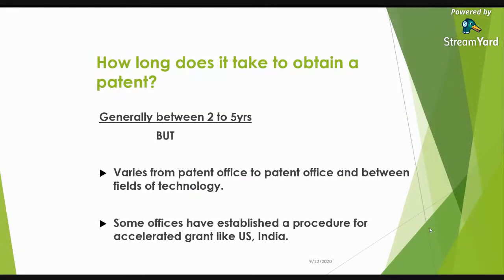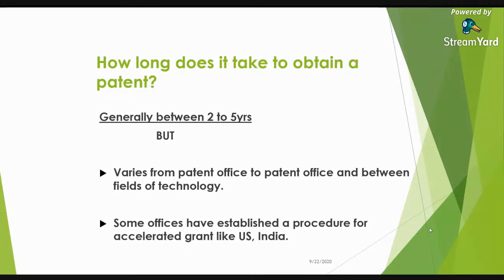So how long does it take to obtain a patent? We just saw that it's a huge exercise. You have to file many forms. As you saw, the procedure is also a bit tedious, so obviously the patent office also takes time. They have to do a patent search, etc. The usual time varies from patent office to patent office, but the average time is seen as 2 to 3 years for a patent to be granted.